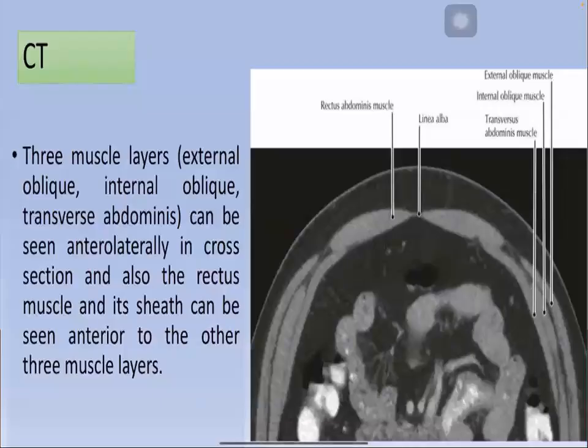The third investigation is CT scan. The three muscles, internal and external oblique and transversus abdominis, can be seen anterolaterally in cross-section, and also the rectus muscle and its sheath can be seen anterior to the other three muscles. Here is the rectus sheath, the most anterior one, and in between is the linea alba. Here anterolaterally, this is the external oblique, internal oblique, and transversus abdominis muscle.